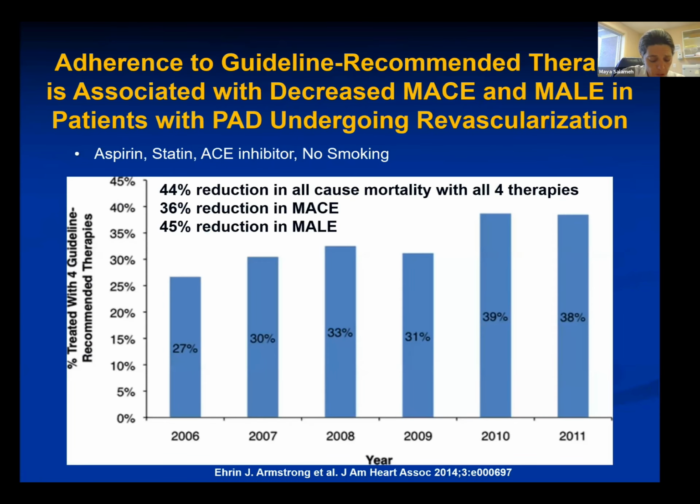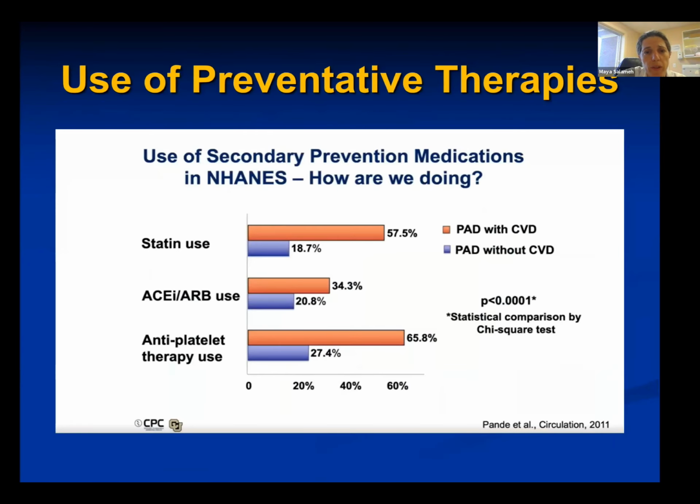So this was just a trial where they looked at how adherence to guideline-recommended therapy after revascularization affected outcomes. This was actually before COMPASS, so they were just looking at aspirin, statin, ACE inhibitor use, and smoking cessation. What they found was that in patients receiving all four therapies, there was a 44% reduction in all-cause mortality, as well as a significant reduction in major adverse cardiovascular events and major adverse limb events. So those therapies work. The question is, how well are we using them?